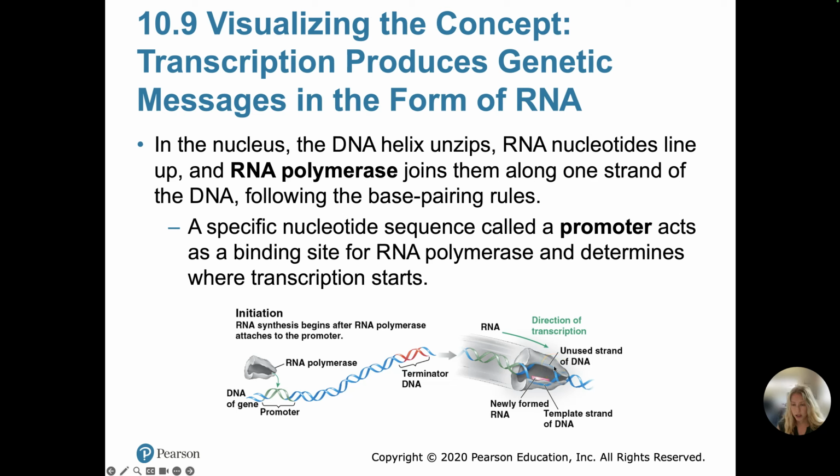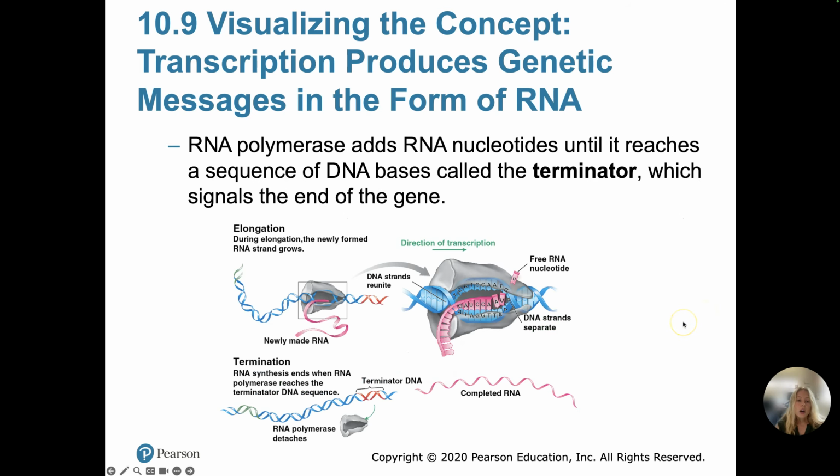The DNA will start to unwind and only one strand will be used as the template. The other strand will be unused. The template strand is what RNA polymerase will use to create the complementary RNA strand. RNA polymerase will continue to add RNA nucleotides until it reaches a sequence of DNA bases called the terminator. The terminator signals the end of the gene. The terminator is over here.